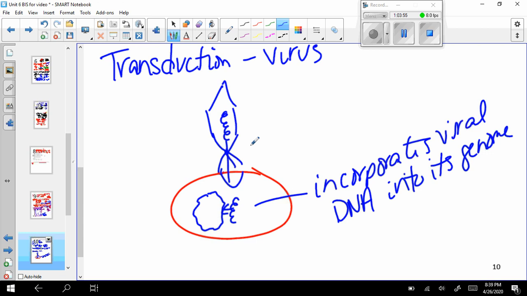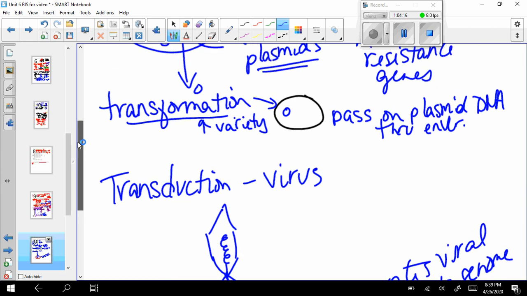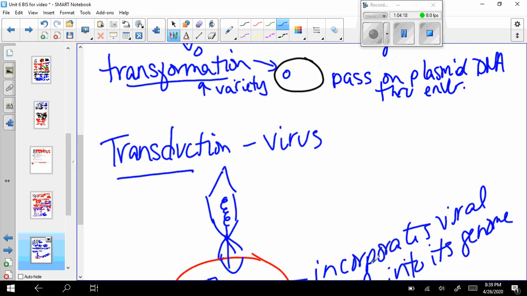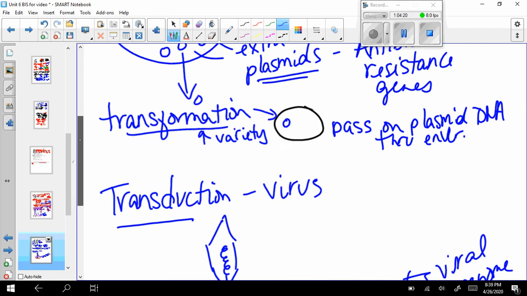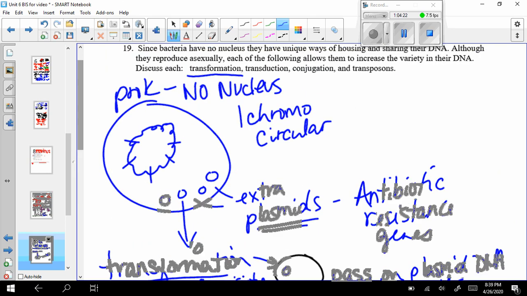Like the coronavirus is a retrovirus. It has RNA. It injects its RNA into cells. Cells replicate the RNA. They make more copies of the virus, and that is how it spreads throughout your body. And when you cough, it is in the droplets and can go to another person. All right, that is definitely increasing variety because you incorporated new DNA into your bacterial cell. All right, so we did transformation, we did transduction.